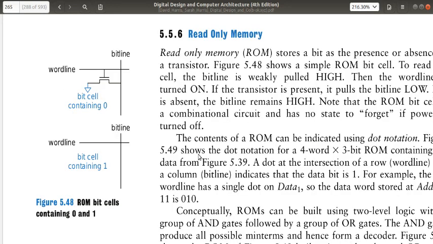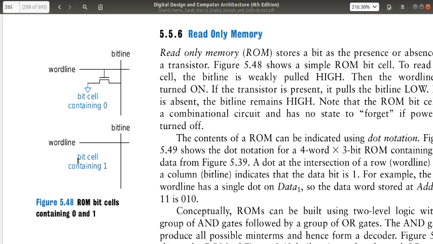Okay, now moving on to read-only memory. The thing with ROM is that even when you power off the device, the memory is not lost, right? In RAM there is a requirement for the power to be on. This is a basic implementation of a ROM. That is, if a bit cell contains 0, then there should be a transistor here that is grounded, otherwise there won't be a transistor. So how is this implemented?